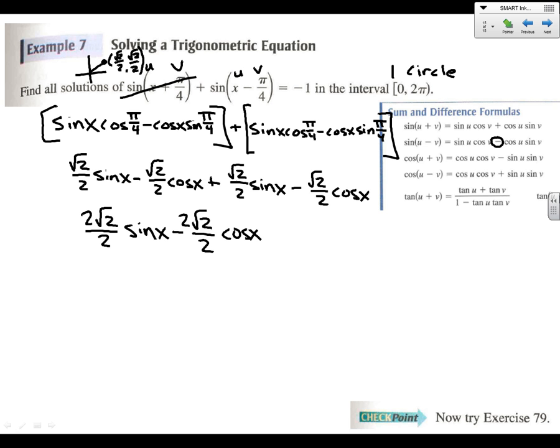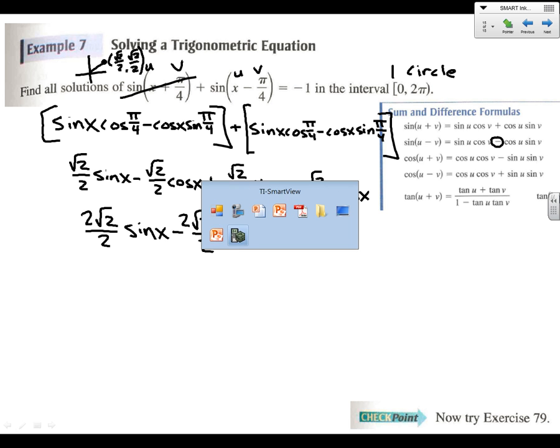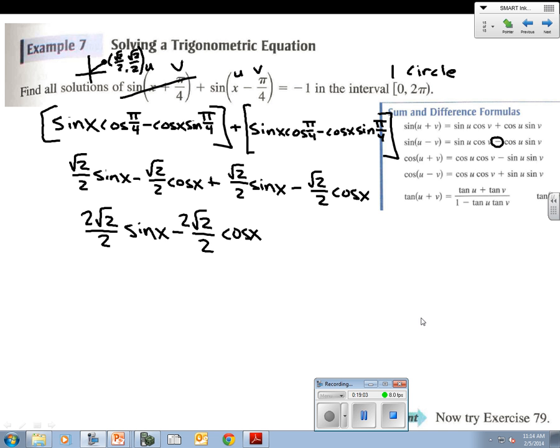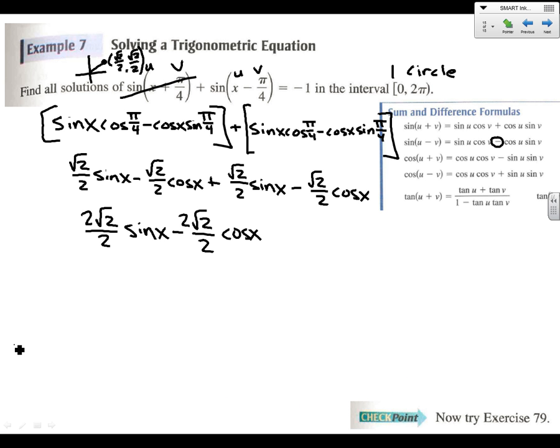Oh, hold on one second. Alright, sorry about that. I knew this didn't look right. I put the wrong sign down there. This should be a plus. So the cosines are going to cancel each other out. One's a plus, one's a minus. So we're left with 2 root 2 over 2, which is just root 2 sine x.